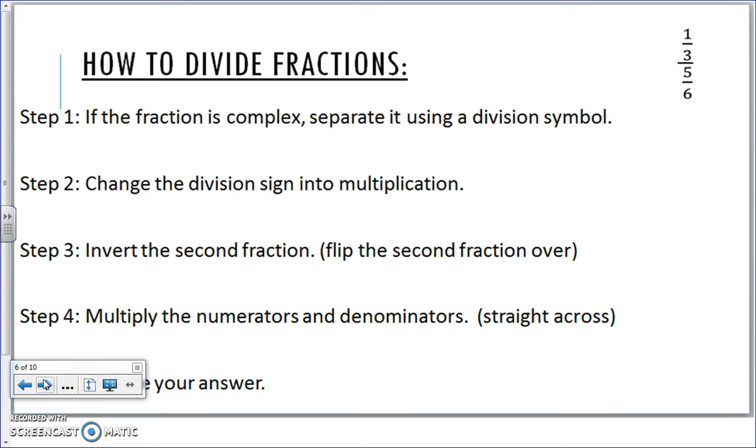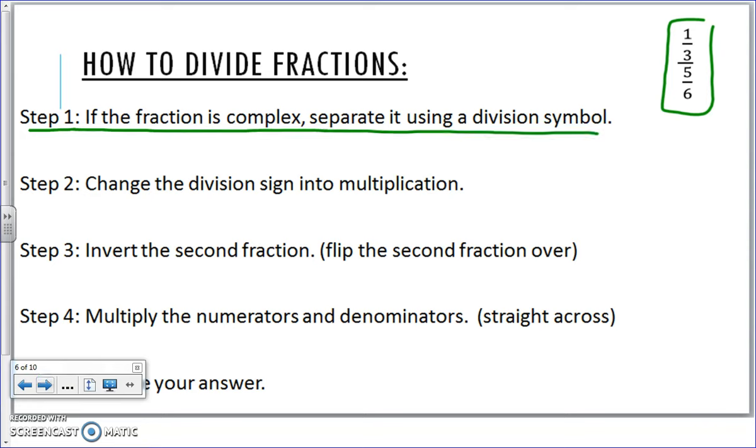All right, so now that we have it separated into division, what is the process that we actually take? In this case, step one: if you see that a fraction is complex, we're going to separate it using a division symbol. I've got a little example up here in the right hand corner. It may or may not be on your paper. If it's not, I want you to write it down. Step one says separate it using a division symbol. And this is the one I'm talking about. So I'm going to separate it: 1/3 divided by 5/6. Step one is all in green there.